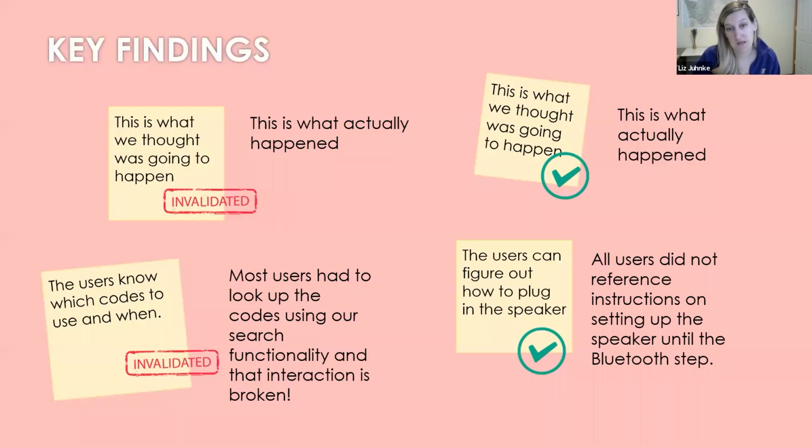One option for how I like sharing findings is if we have formally documented what our assumptions are at the beginning of the research. It's kind of fun to show what we thought would happen versus what actually happened, and how right we were and how wrong we were. For example, the users know which codes to use and when. That's what we thought going in, but when we observed all the users, they all had to look up all the codes, and they're using our search functionality, and oh my gosh, also it's broken. That's a big problem. That's something we want to elevate very clearly.